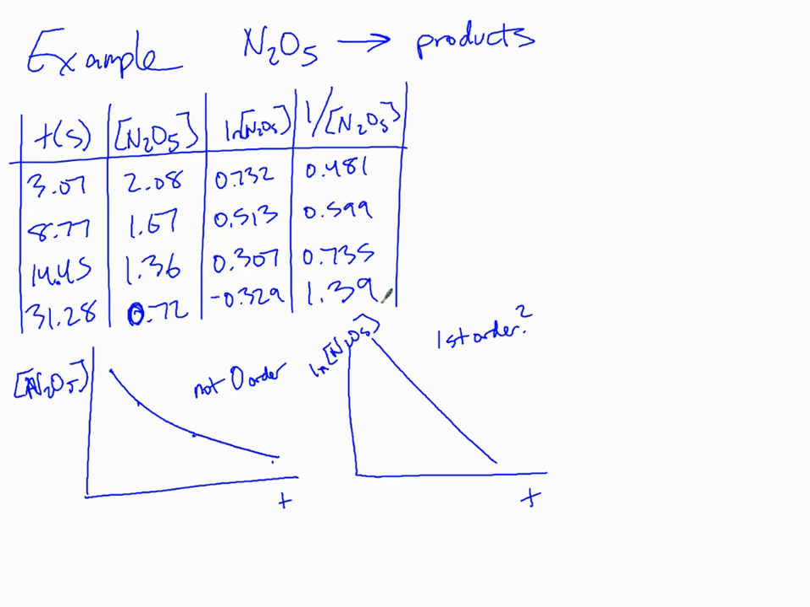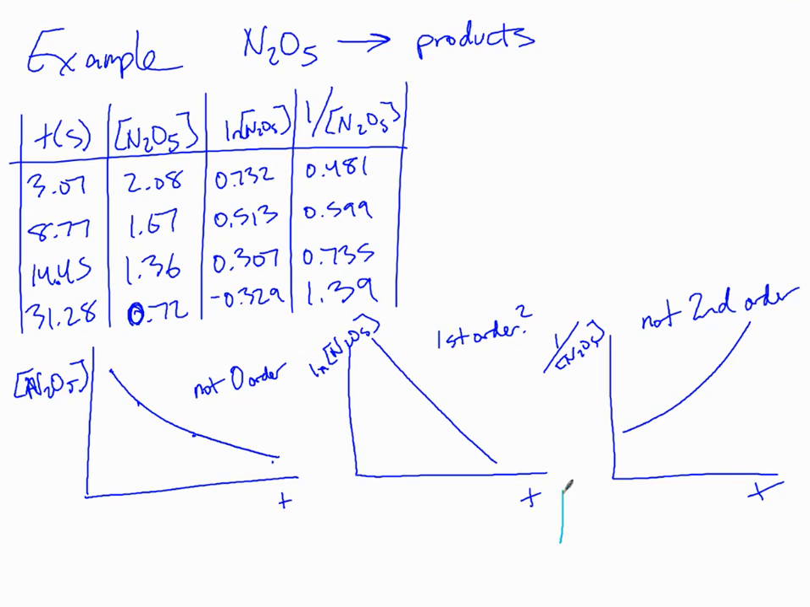Okay, so then we'll do my third graph, 1 over the concentration of N2O5, and this time it looks something like this. So I would say it's enough of a curve that we could say not second order. And so I would say, judging by the straight line, or nearly straight line, on the natural log of concentration graph, it's first order.